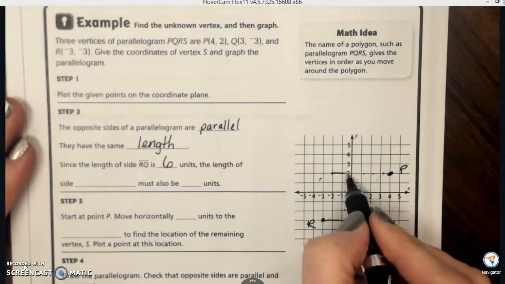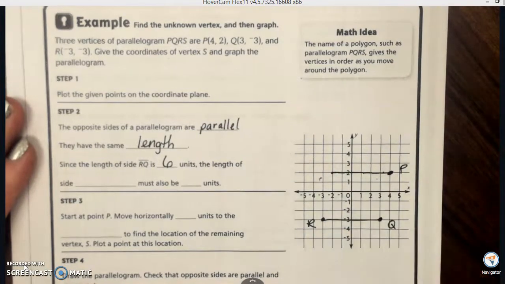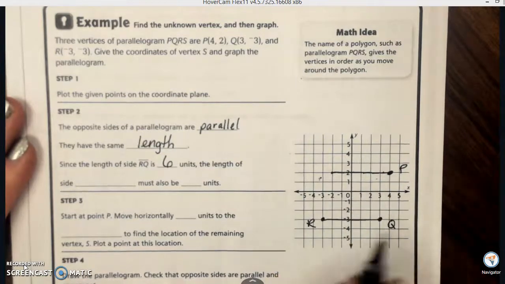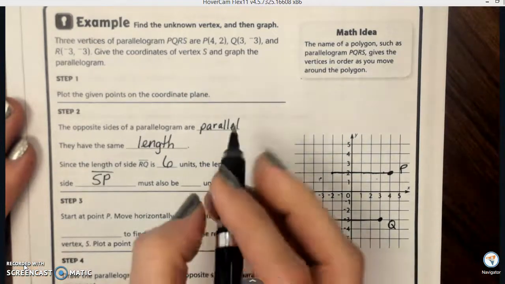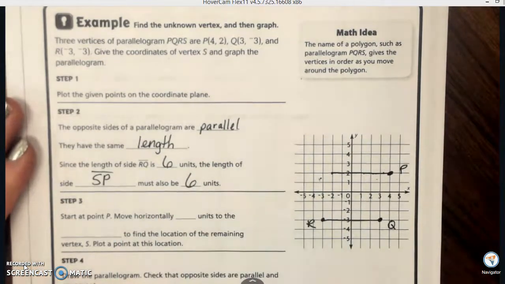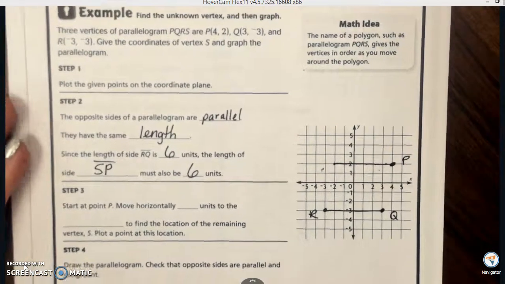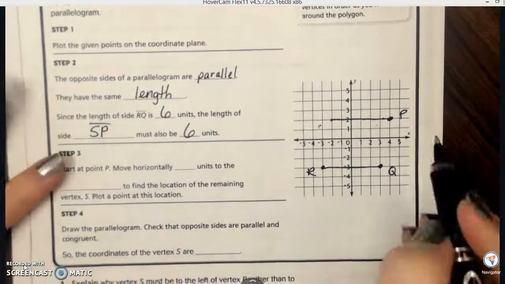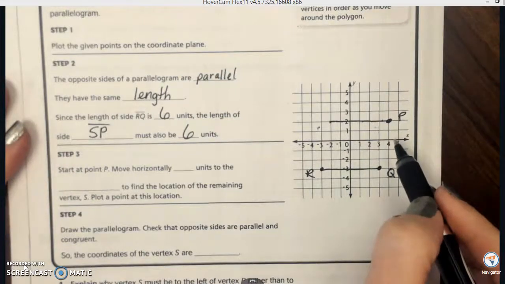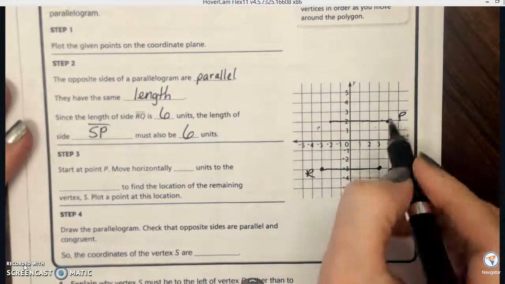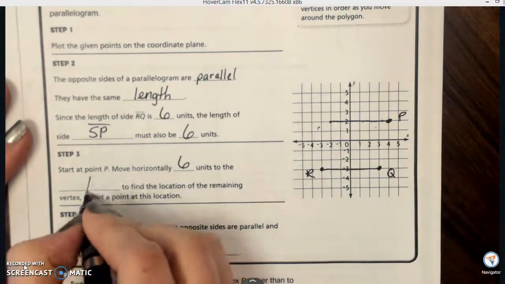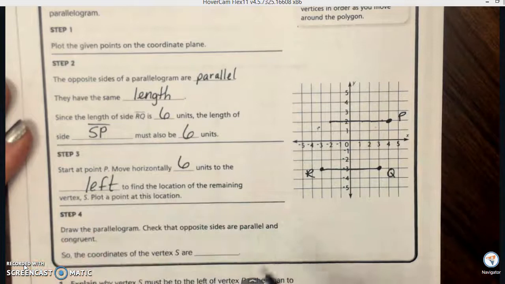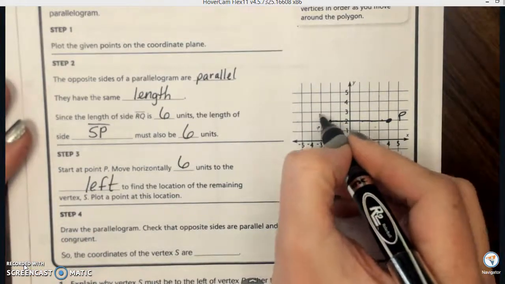So now I'm going to go back and trace my line. So the length of side SP also has to be 6 units. So that's what I just graphed there. Alright, so moving on to step 3. We're going to start at point P, which we already did, and move 6 units to the left. I already did this part. And that's where, right here, is where I'm putting S.